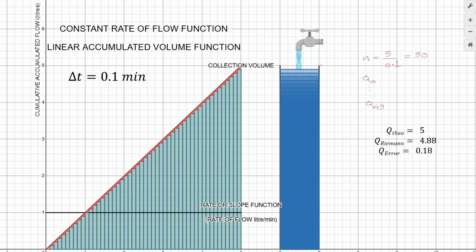So this is the theoretical value, which is 5, and this is the Riemann value, 4.80. And what is the error value? The true error is 0.2. So again, it is confirmed that by increasing the number of intervals, the number of steps, we can improve the accuracy.